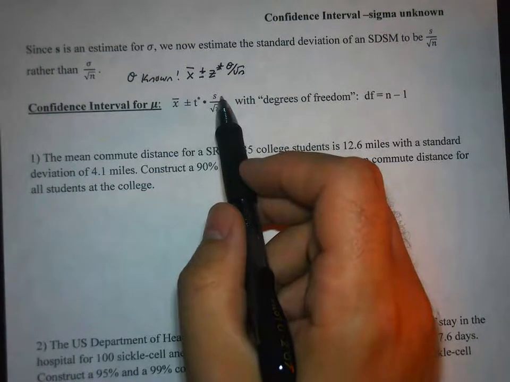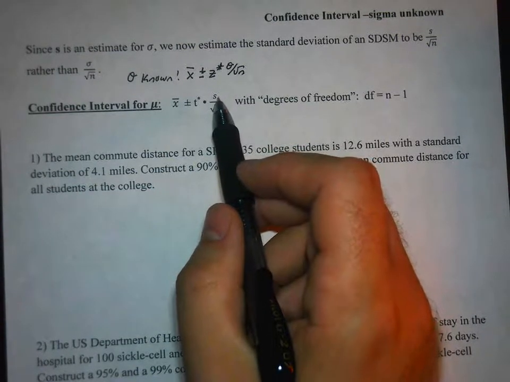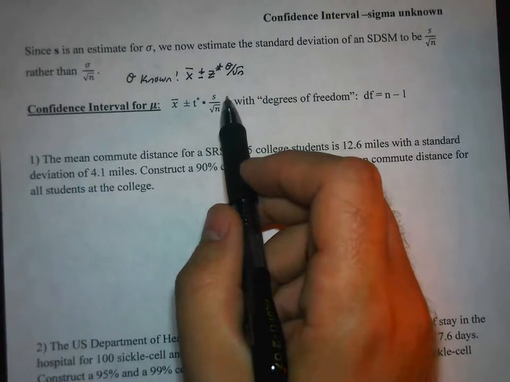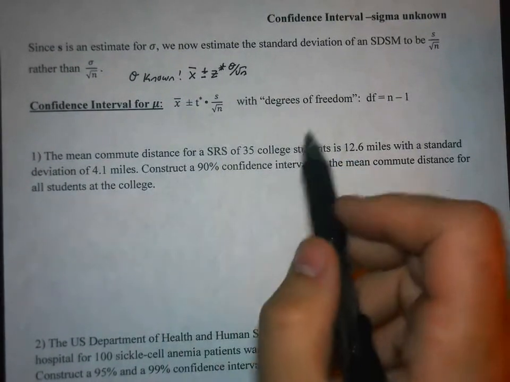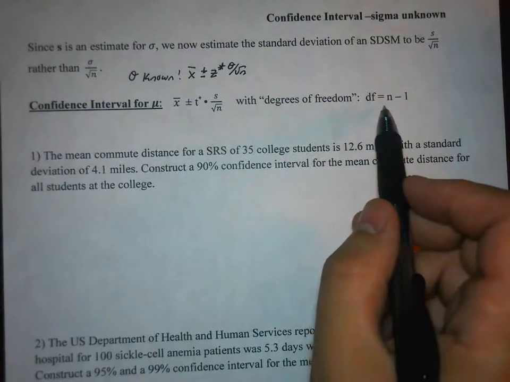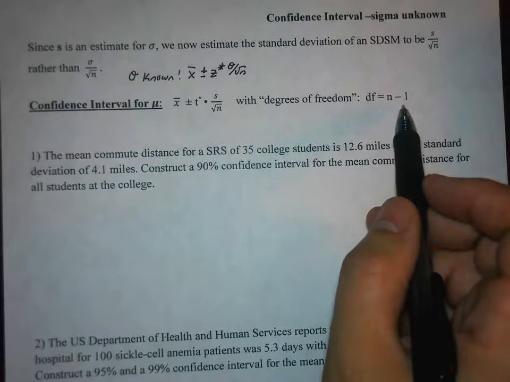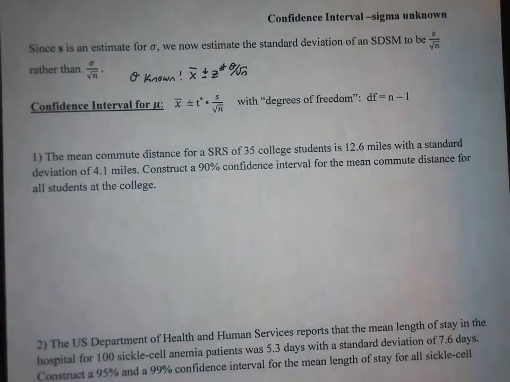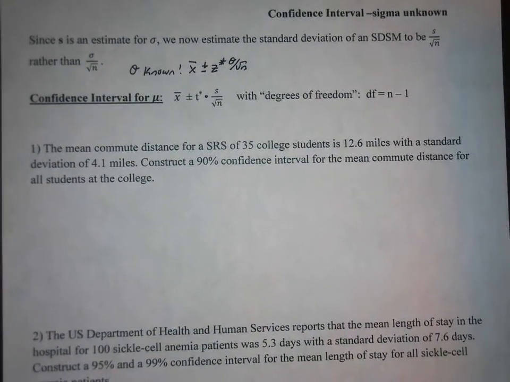And rather than use sigma, we're going to use s, because the whole theory here is that we do not know sigma. So we're using s, the sample standard deviation. Now with the t distribution, remember there's that degrees of freedom, which was just n minus 1. So whatever your sample size is, subtract 1. And that's how you look it up in the table, which we'll get to again.